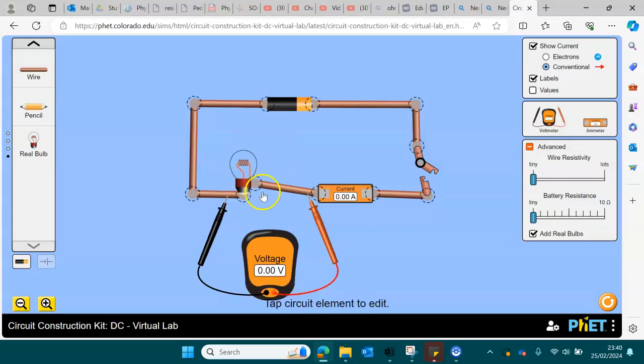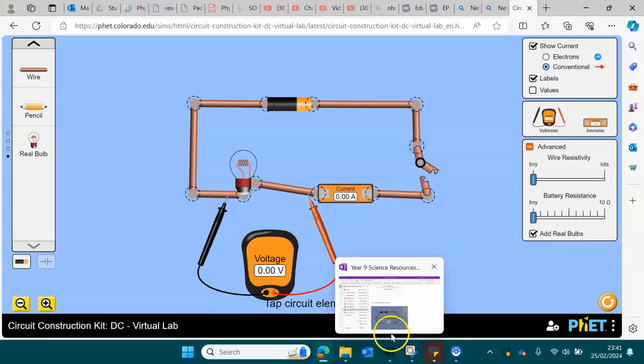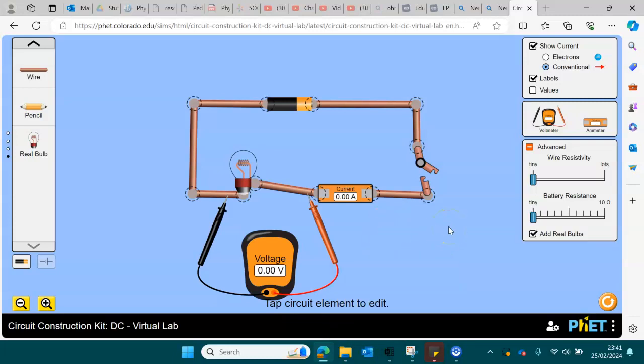Don't forget when you're connecting your real bulb in here, you've got to make sure to connect it one wire to the bottom, the other one to the side. Other than that, you're going to short circuit the whole thing. So this is your challenge if you choose to accept it. Please make sure you draw a graph of voltage versus current for the real bulb.